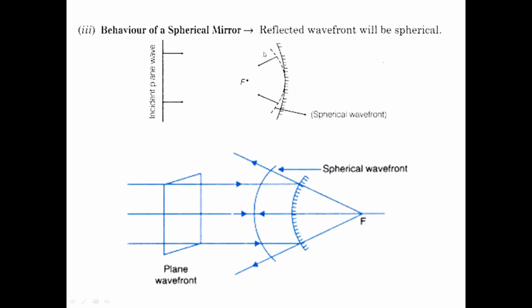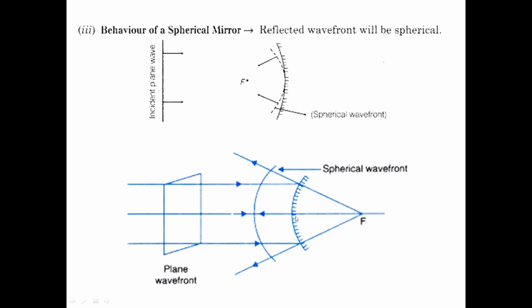Now let us see the behavior of a spherical mirror. First one is a concave mirror. The incident wave is a plane wave. The part of the wavefront moving towards the center, the pole of the mirror, has to cover more distance to get reflected due to the curvature of the mirror. So the wave reflected from the center of the mirror gets delayed. So the reflected wavefront is a converging wavefront.